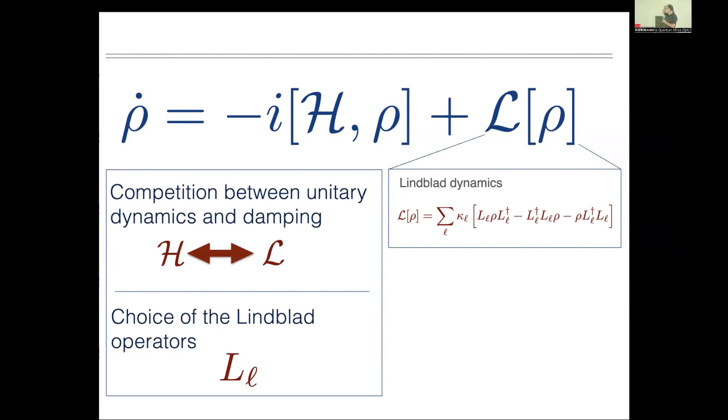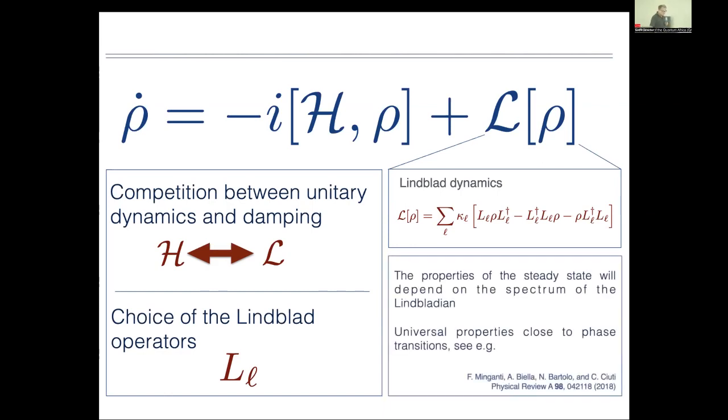In this type of dynamics, the steady state will be reached by a competition between the unitary part, which is the Hamiltonian, and the dissipative part, which is this calligraphic L. So deciding how to reach a given desired steady state means, first of all, a choice of the Lindblad operators to the best that we can, but also choosing the presence or not of the Hamiltonian, which will affect the interaction.